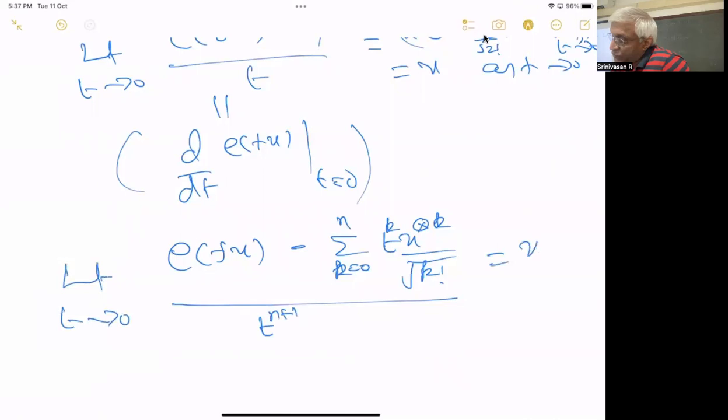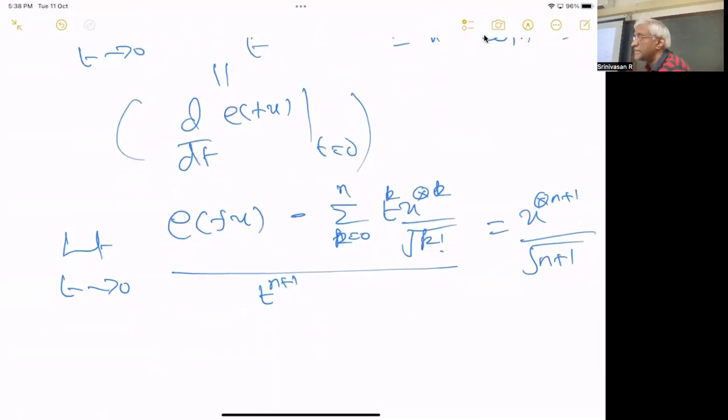This will give you U tensor n plus 1 divided by square root n plus 1, because as t going to 0, the other vectors will all have a coefficient of t, which will go to 0. So you will have only the n plus 1 particle, which you will get like this. So from E of U, by taking linear combination of E of U and taking limits, we are taking linear combination of E of U.